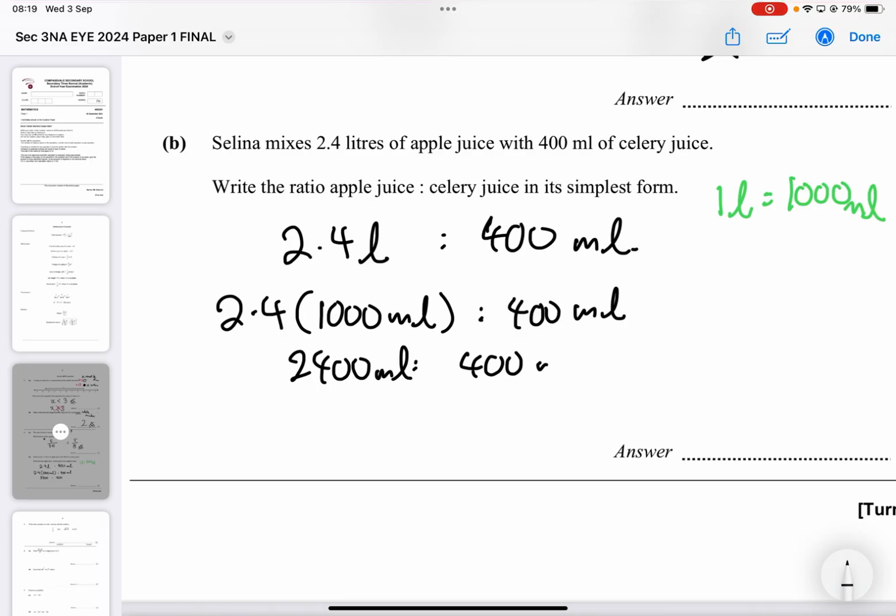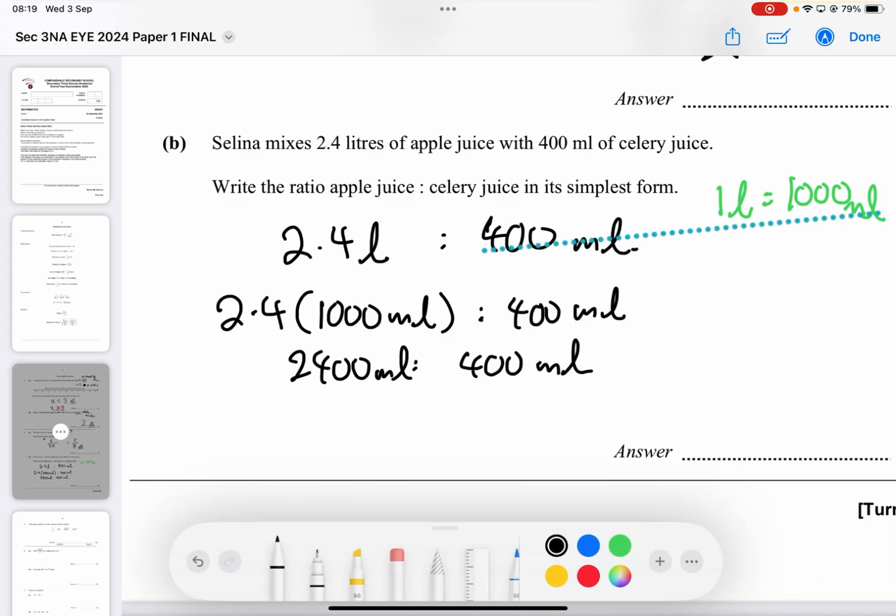Once they are both in milliliter, then we can cancel them away. So it is 2400 to 400. And then this one, although we can divide ourselves, I think it is safer. Just key inside your calculator 2400 over 400 in your fraction, or just divide. Then it will tell you it is 6:1.